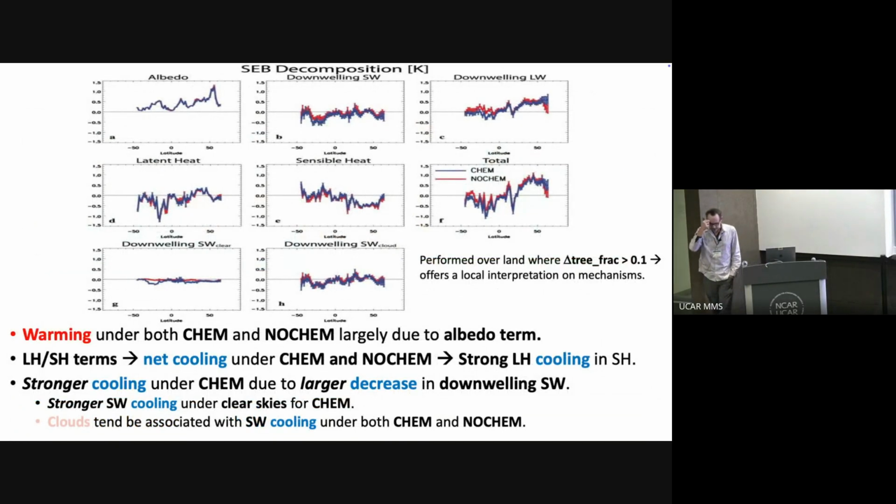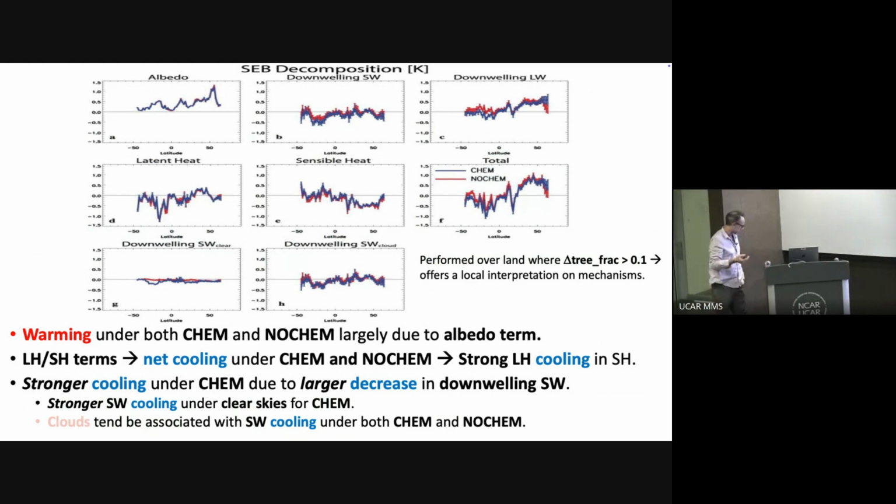The next couple of slides try to understand why that is. The first step is to look at the surface energy balance decomposition. This analysis is done at grid boxes where the change in tree fraction is at least 0.1, so this offers a regional or local interpretation of the mechanisms. The albedo component is in the top panel A. The albedo component is the main component that leads to warming under both chemistry and no chemistry.